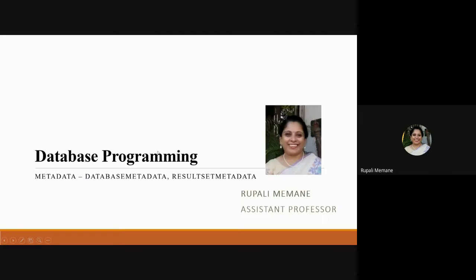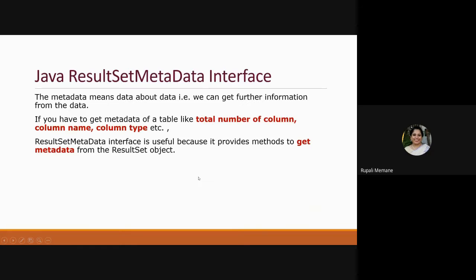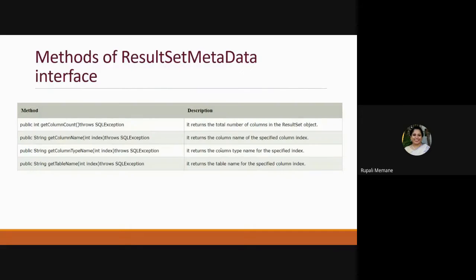Then the ResultSetMetaData interface is useful because it provides methods to get the metadata from the result set. So as I said, we are going to do two types of metadata, your database metadata and result set metadata. The result set metadata provides the methods to retrieve the metadata from the result set object. Clear? So proceeding further, now how are we going to retrieve the metadata of the result set? These are some methods we are going to use on the ResultSetMetaData interface.